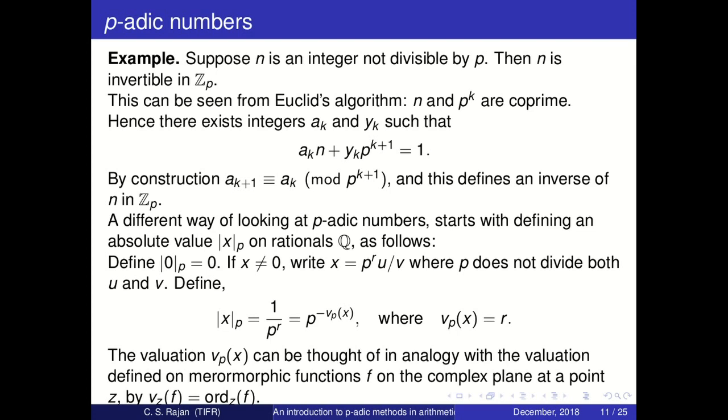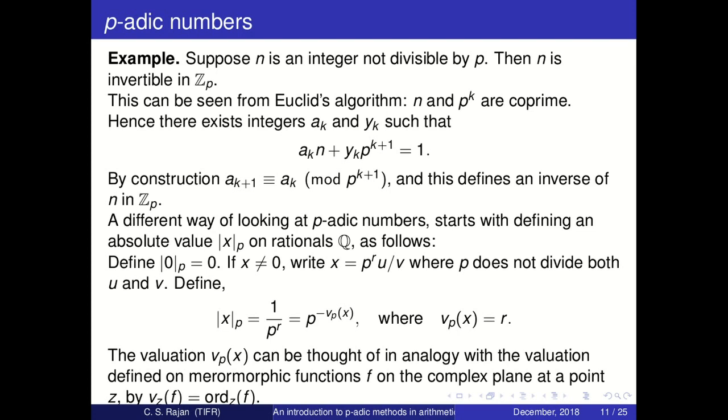Okay. So a different way is to start off with an absolute value on the rationals as follows. You define the absolute value of 0 to be 0. If x is non-zero, you take the p to the power r out and write it as p^r times u by v, where p does not divide either u or v. And define the absolute value of x to be 1 by p to the power r. I told you that two numbers are close if the difference is highly divisible by p. If r goes larger and larger, then x should be p-adically close to 0. So the p-adic absolute value of x should be close to 0. This is why we put it as 1 upon p to the power r. If r is 10, then it's 1 upon p to the power 10. So as r goes off to infinity, the absolute value of x goes to 0. This r is called the valuation, v_p(x) is r.